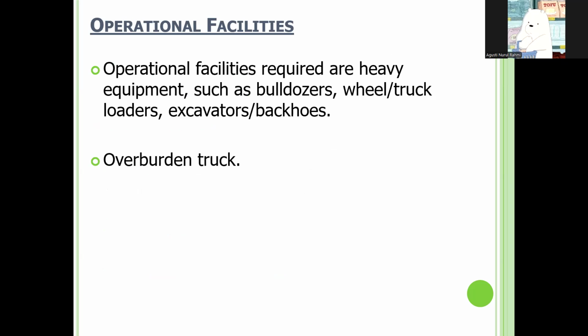Okay, so the next is operational facilities. So operational facilities required are heavy equipment such as bulldozers, wheel or truck loaders, excavators, and backhoes, and then also the overburden truck.